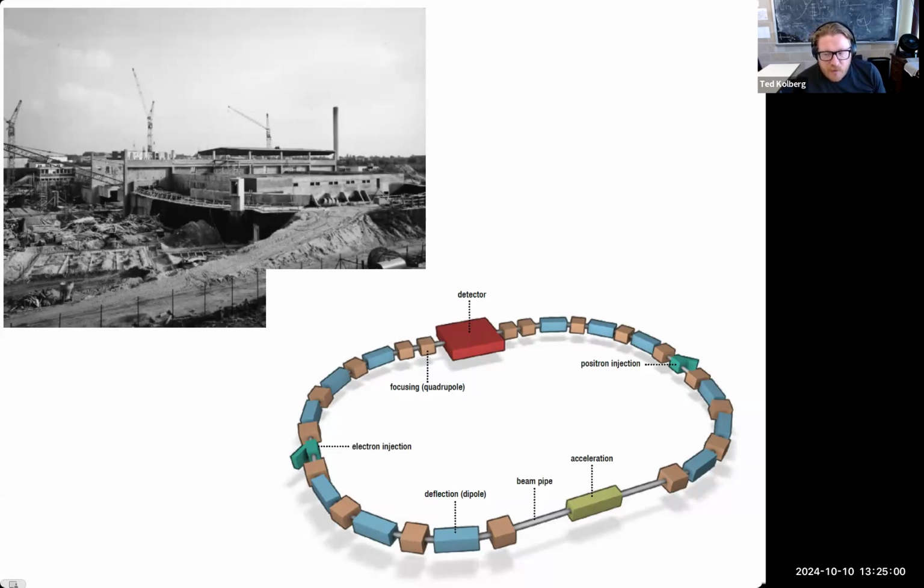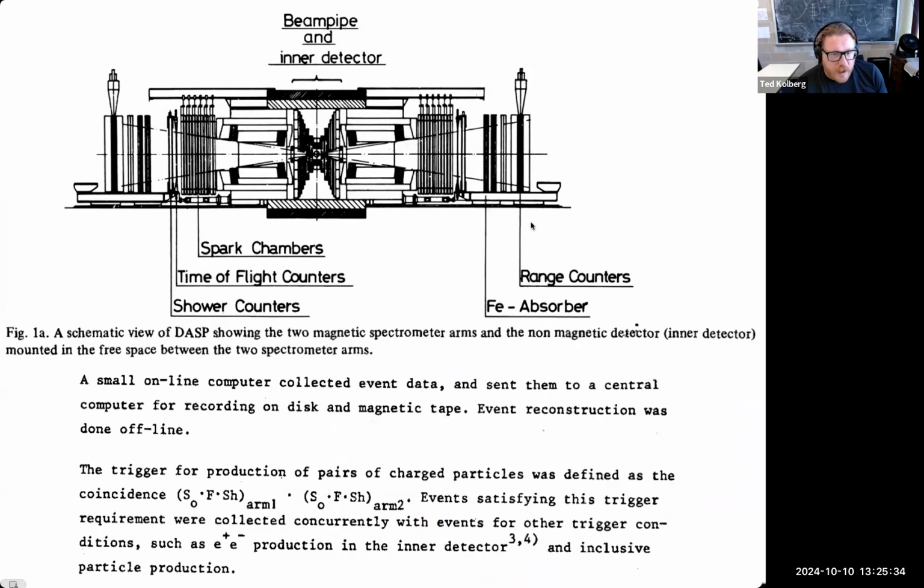It started up in 1974, so right at the opportune time to participate in the November Revolution and the subsequent discoveries. And Doris made a number of important discoveries during its lifetime, including major contributions to the spectroscopy of charmonium, so heavier c cbar states, which can decay back down to the lower energy states. And it's sort of helped to birth the field of flavor physics, heavy flavor physics. Here's one of the detectors at Doris called DASP, for double arm spectrometer.